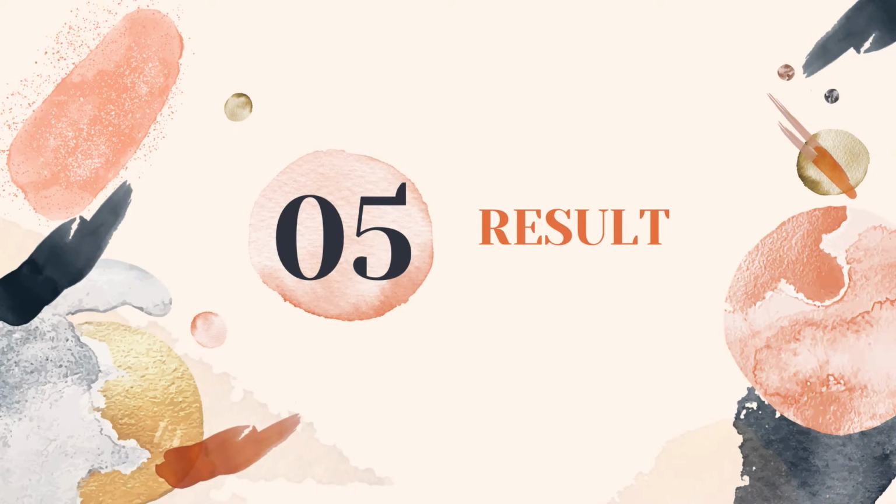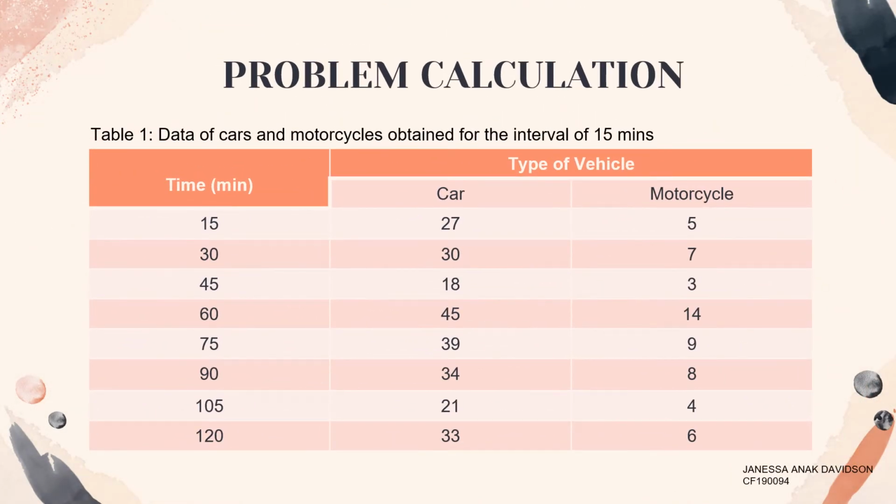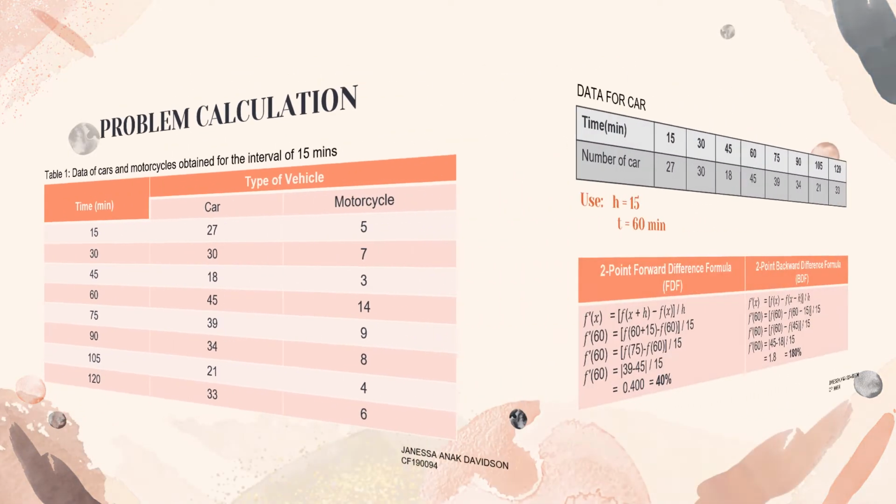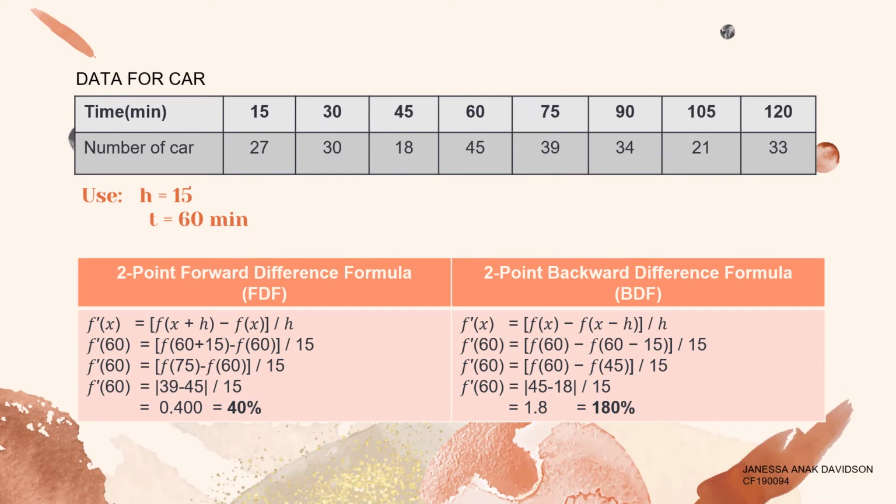Let's take a look at the fifth component, result. Problem calculation. Table 1 shows the data of cars and motorcycles obtained for the interval of 15 minutes. There are a total of 120 minutes used for this calculation. Now let's take a look at the calculation of data for cars. Use h equal to 15 and t equal to 60 minutes. We do an example for two formulas.